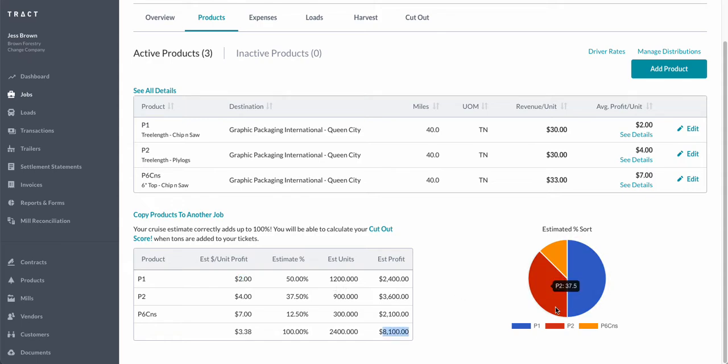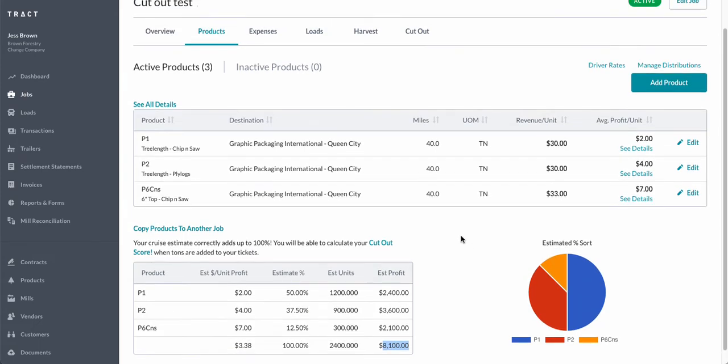We've given you a pie chart over here to show that product 1 is estimated at 50% cut, product 2 37.5%, the last product 12.5%. So hopefully this helps you get better at estimating and entering those numbers in.